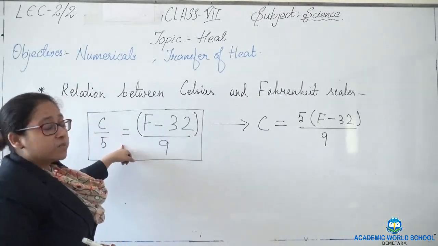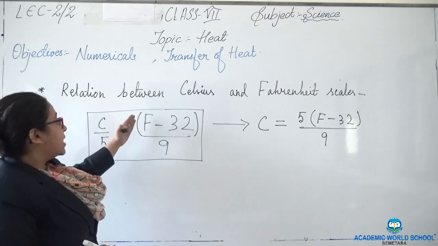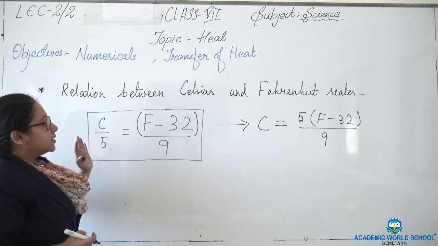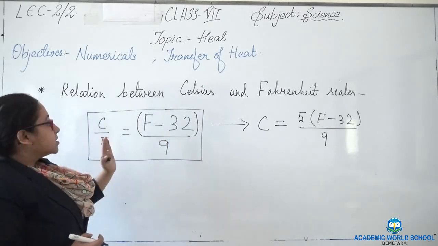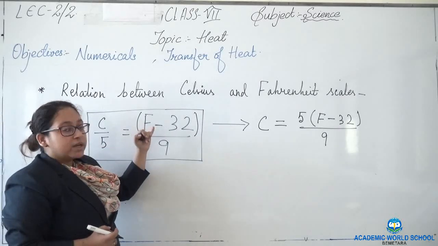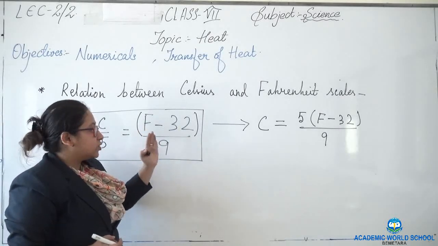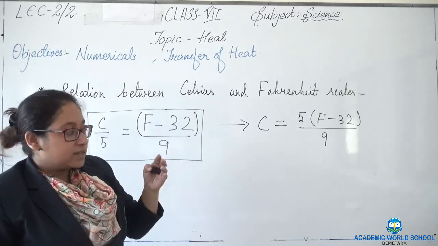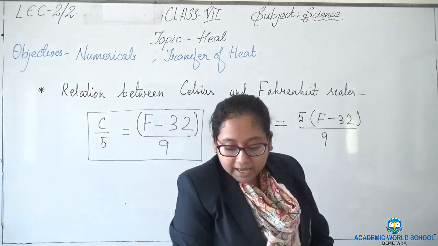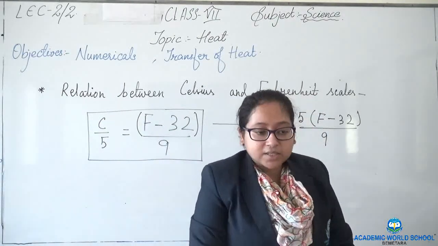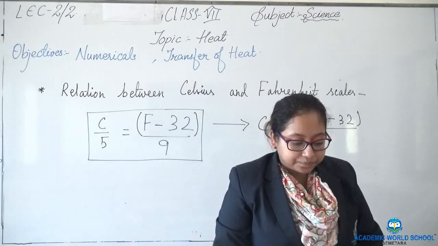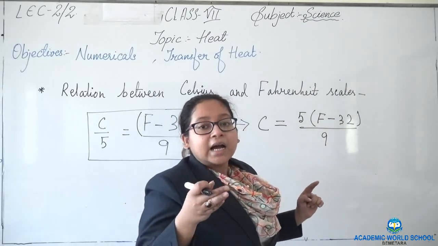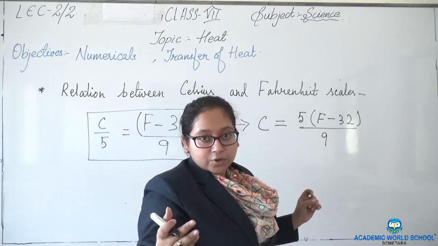I got this from the relation between C and F, which was C by 5 is equal to F minus 32 by 9. Keeping C on one side, I take all the rest to the other side. So the 5, as it was in the denominator, when I change the wall, we do cross multiplication and it goes to the numerator. So C is equal to 5 multiplied by F minus 32 by 9. Now based on this relation we will do one sum. All of you note down this formula and do the sum with me. Then I will give you a few sums to do as homework so that you can practice.